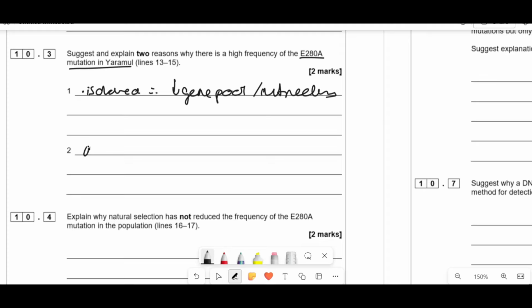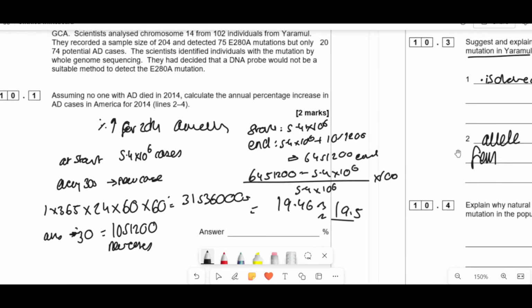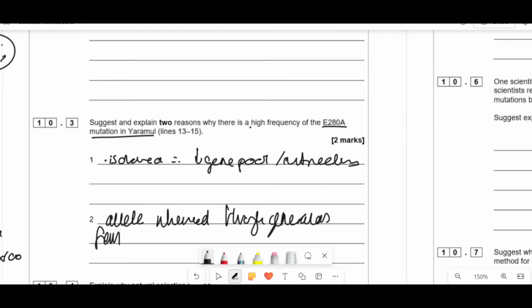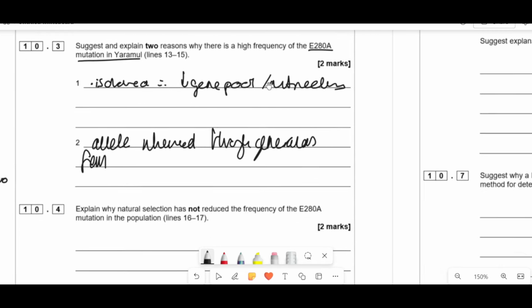As well as that, you've got to describe what's happening. The allele is inherited through generations from the common ancestor. You know the bit where it says the common ancestor had it and there was no natural selection? They all got it from there. It's saying explain two reasons why there's a high frequency. So it's because it's from that common ancestor through generations, and there was no selection against it. There was nothing that would make them less likely to survive and reproduce.